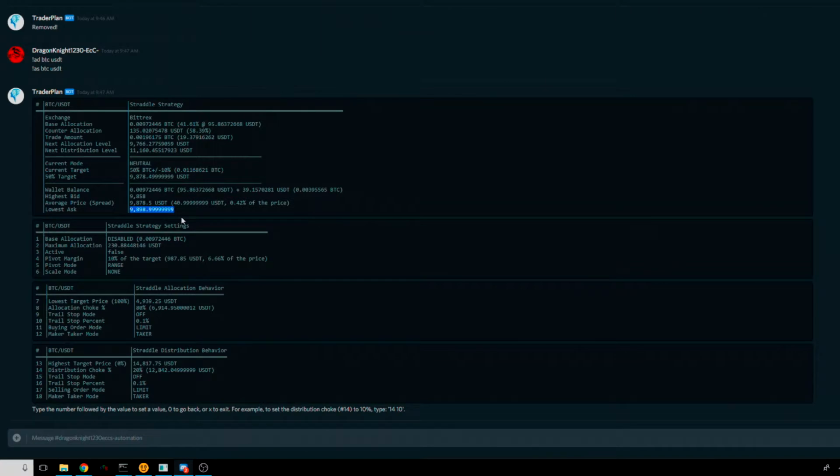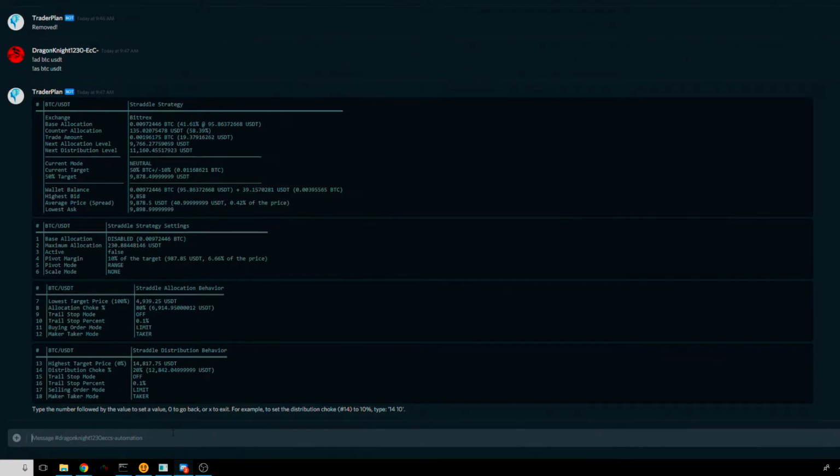So let's get into the straddle settings. Number one is base allocation. As we're doing BTC USDT, BTC is the base. We currently have that disabled. What that means is that it will ignore what you've got currently. We've currently got 0.00972446 BTC in the wallet. With this disabled, it will not use any of that BTC.